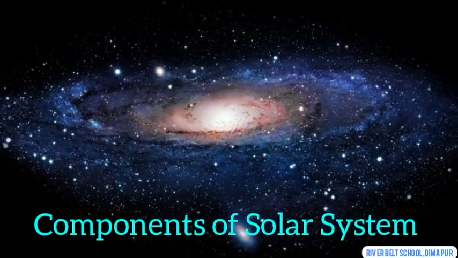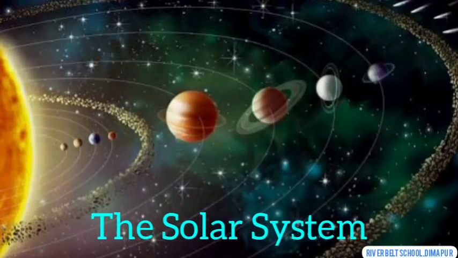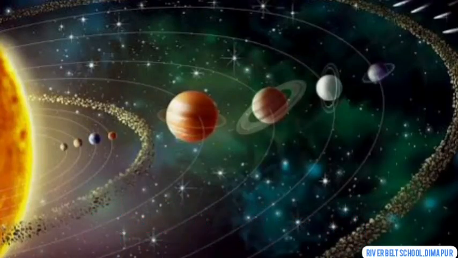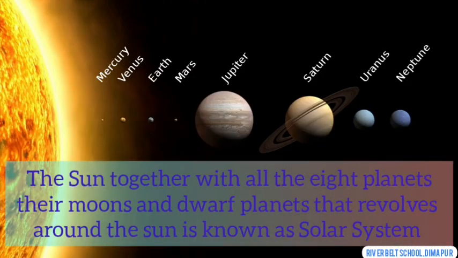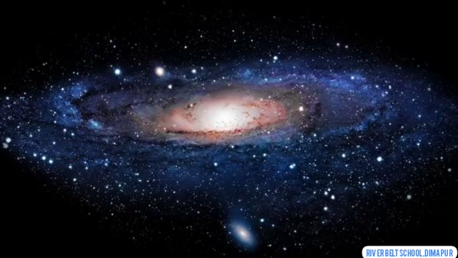Now let us talk about the components of solar systems. The solar system. What is meant by solar system? The Sun, together with all the 8 planets, their moons and dwarf planets that revolve around the Sun, is known as solar systems.